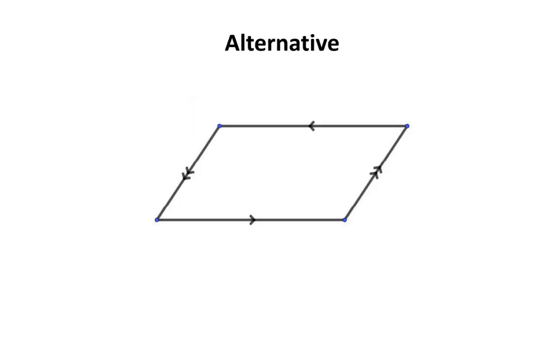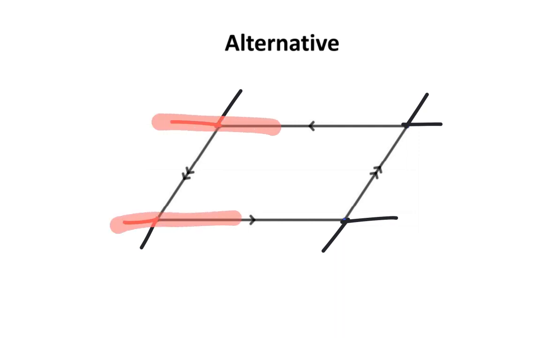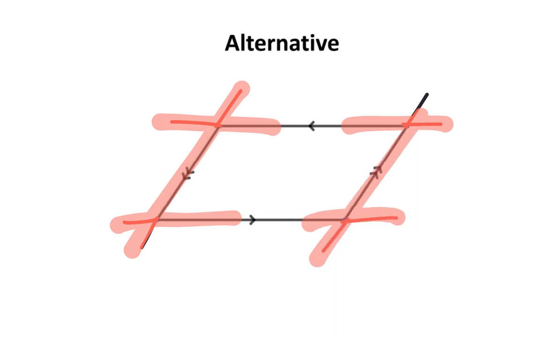An alternative method involves extending these sides and noticing that we have two parallel lines with a transversal, and again, two parallel lines with a transversal. I've talked about this shortcut before. These two angles are equal because they're opposite angles. These two angles are equal because they're opposite angles as well.